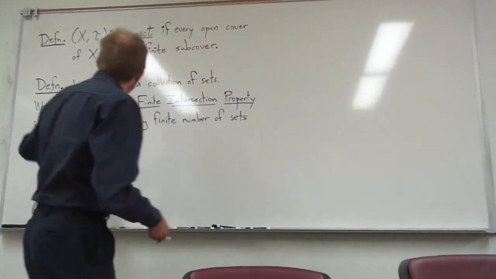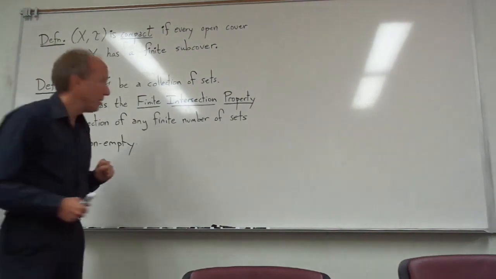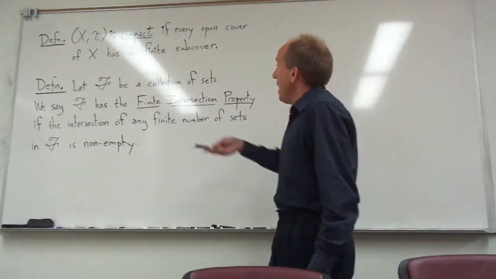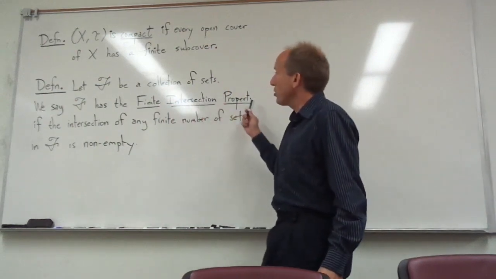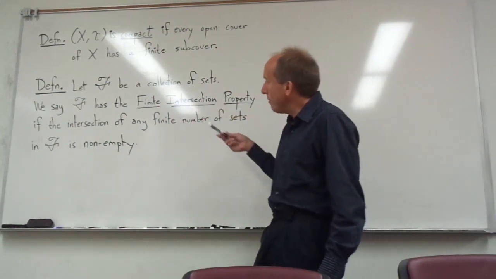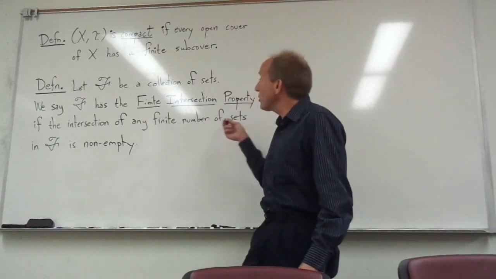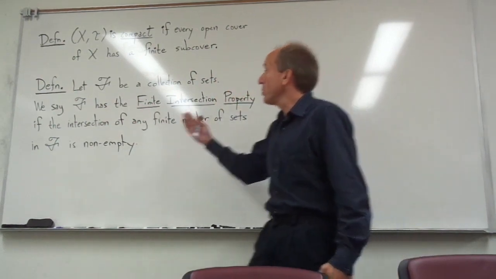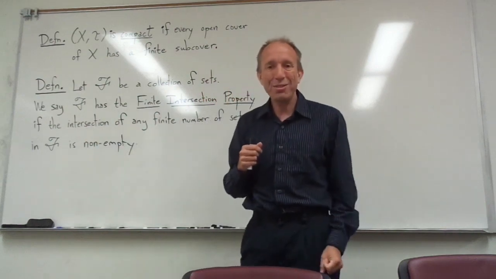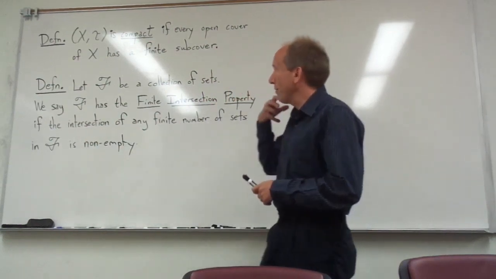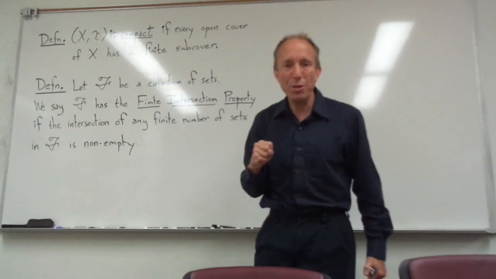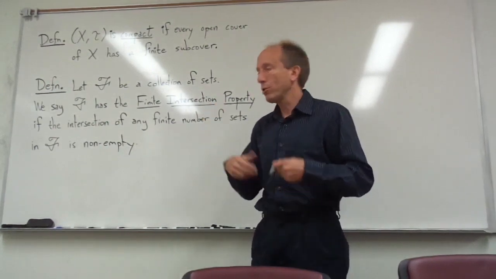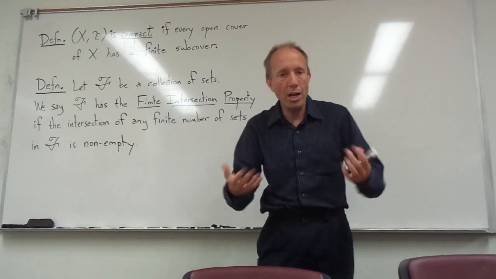Okay? So I've put it on the board here as a definition. A collection of sets script F has the finite intersection property if, whenever you intersect finitely many of them, the result is non-empty. Okay? So if you take 7 sets out of script F and intersect them together, it's non-empty. Or 12 sets, it's non-empty.